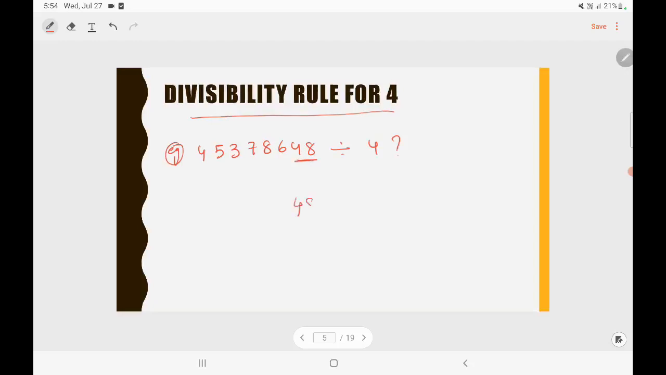Now you need to check whether 48 is divisible by 4 or not. Yes, 48 is divisible by 4, right? Because 4 into 12 is 48. So since 48 is divisible by 4, this number is also divisible by 4. Thus, if the last 2 digits of a number are divisible by 4, then that whole number is divisible by 4. So this is the divisibility rule for 4.